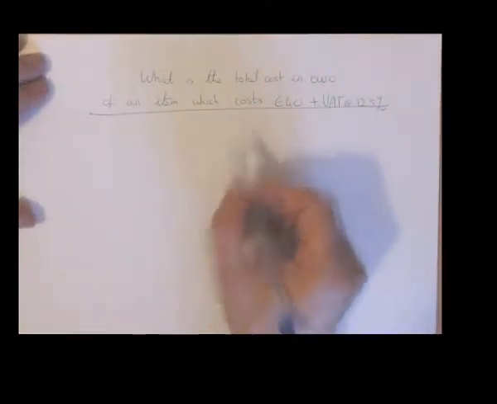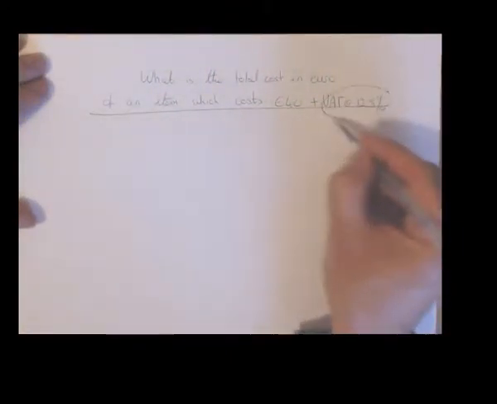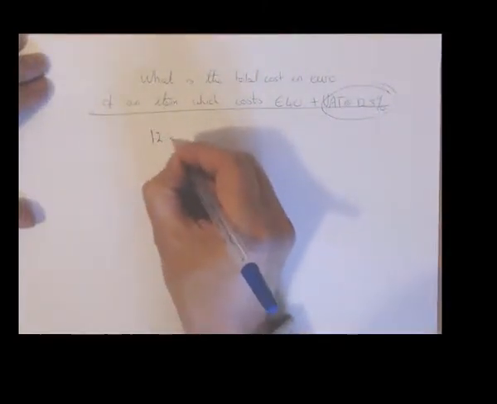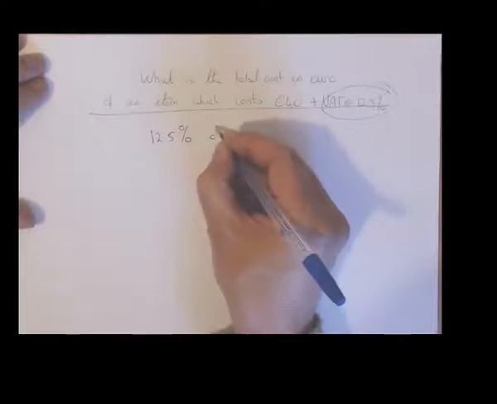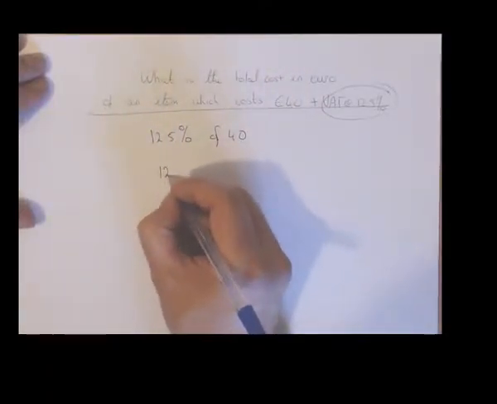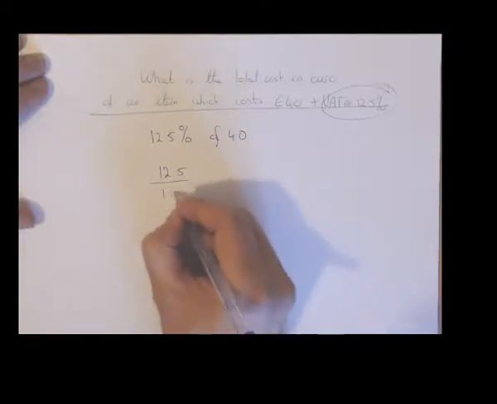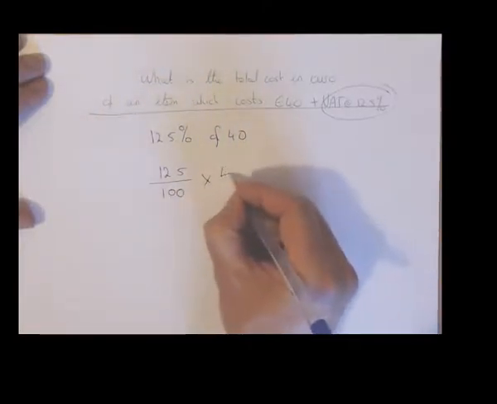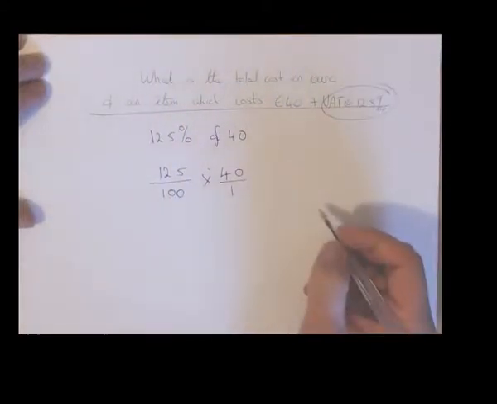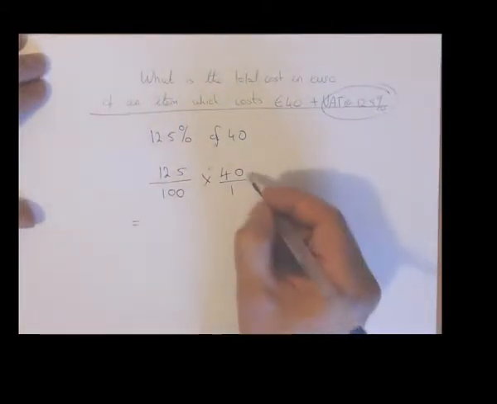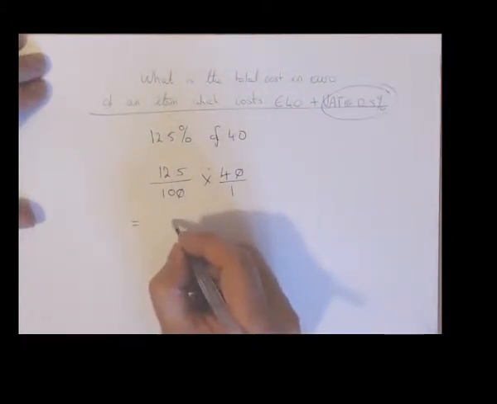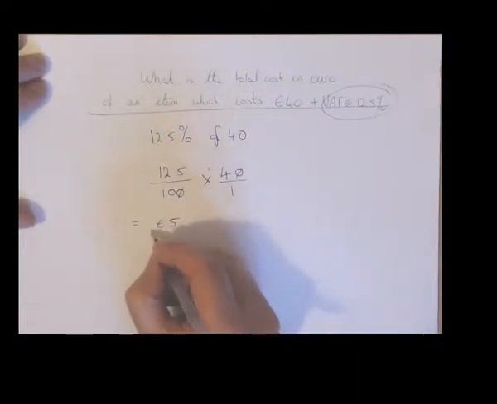Now you already know from primary school that if you're asked to add VAT at 12.5% to €40, you can go 12.5% of €40, which is 12.5 as a fraction over 100, multiplied, because of is multiplied, by 40 over 1. And you solve that and you get your answer, 50 over 10. It's going to be €5.